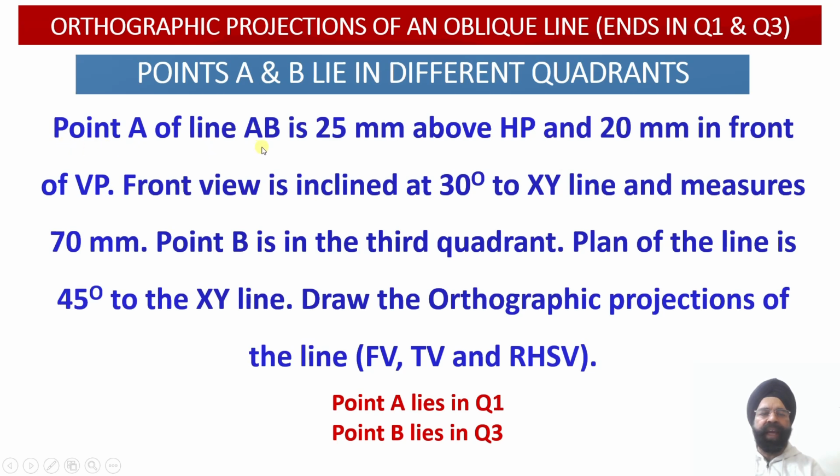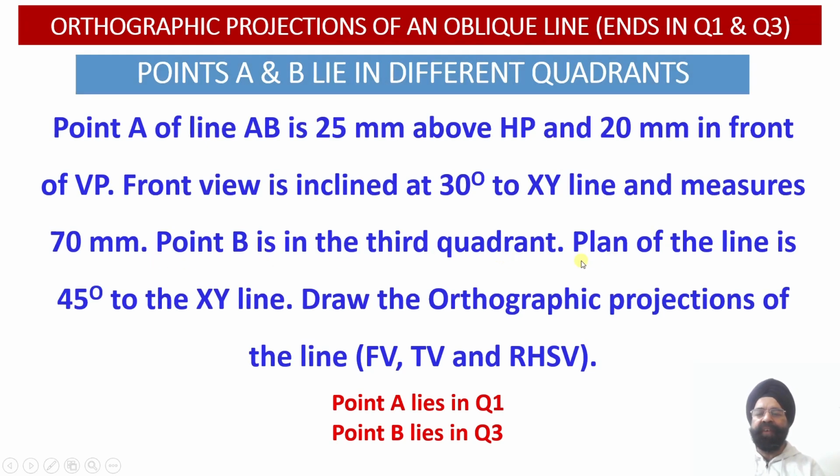Point A of a line AB happens to lie 25 millimeter above the horizontal plane and 20 millimeter in front of the vertical plane. The front view of the line is inclined at an angle of 30 degree to the XY reference line and it measures 70 millimeter. Point B of the line AB lies in quadrant number 3.